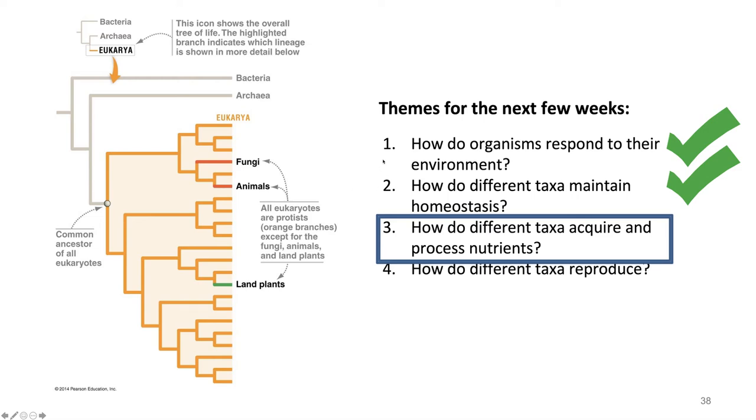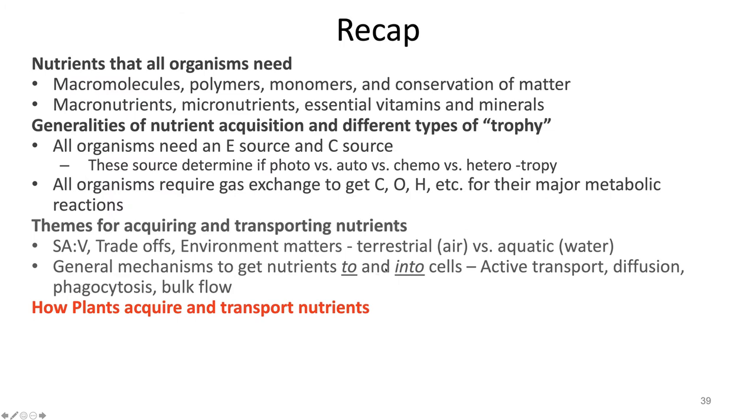Hi, everybody. So we've been talking about how different taxa acquire and process nutrients. And just to recap where we've been, we've talked about the nutrients that all organisms need. We've talked about some generalities of nutrient acquisition and different types of trophy. So photo, auto, chemo, hetero, that sort of thing. We've talked about themes for acquiring and transporting nutrients, surface area to volume ratios, and some of the general mechanisms that organisms use to get nutrients into their individual cells.